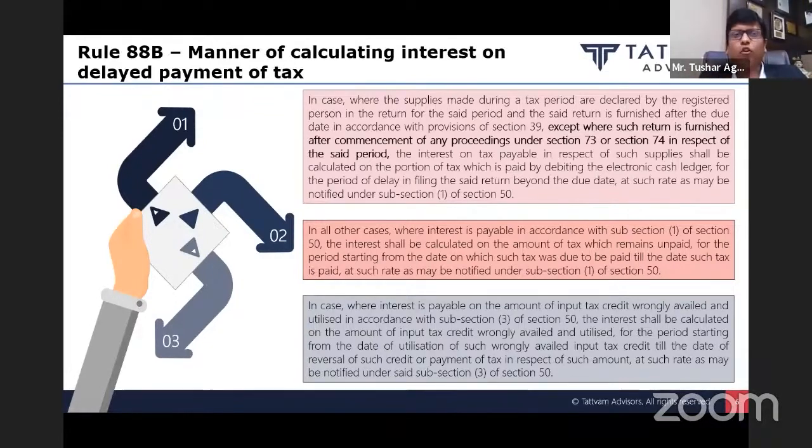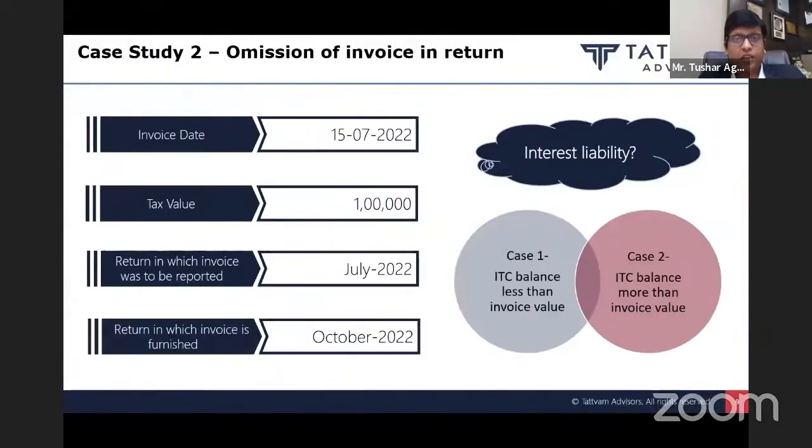It has to be read in the context of the way rule 88B is drafted and the proviso to section 50 subsection 1 is drafted, which is that there should be a show cause notice issued under section 73 or section 74. Accordingly, where no SCN has been issued, I have to pay interest only on the amount of tax liability which is paid by debiting the cash ledger, that is 60,000 in our case. Moving on to the second example, missing invoices.